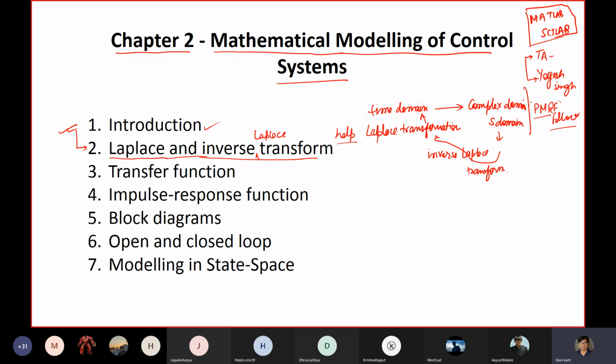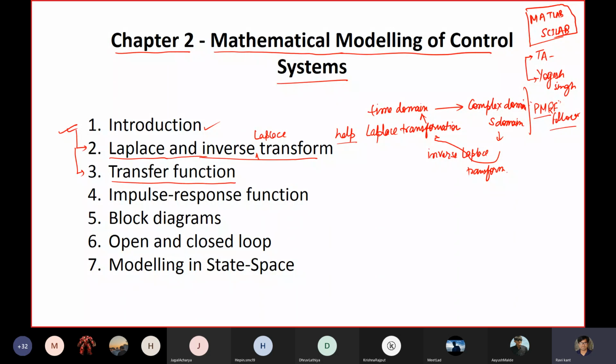Okay, and we'll look briefly in the subsequent slides at how easy it is to do these sorts of transformations. Next we will talk about the transfer function.